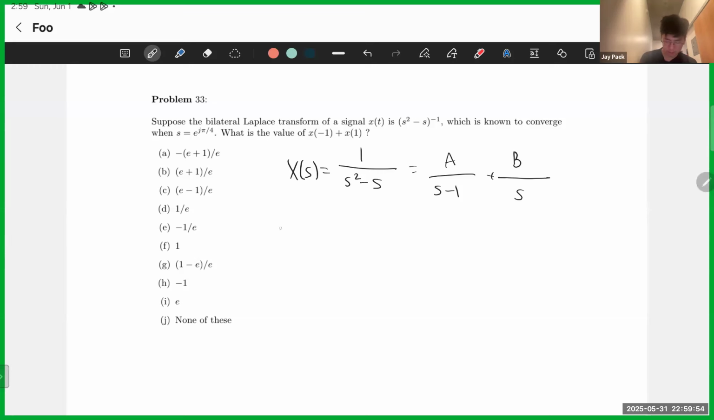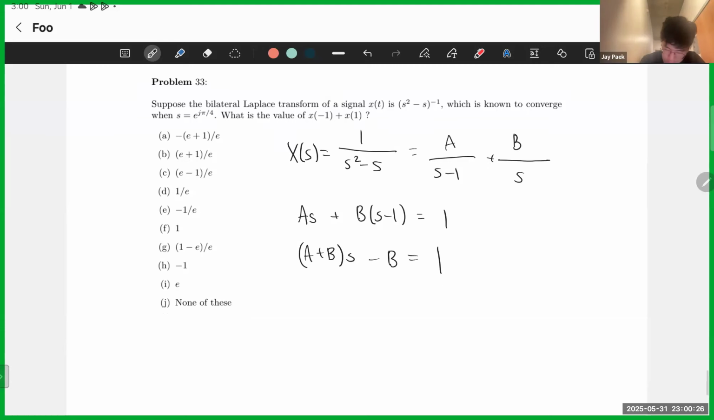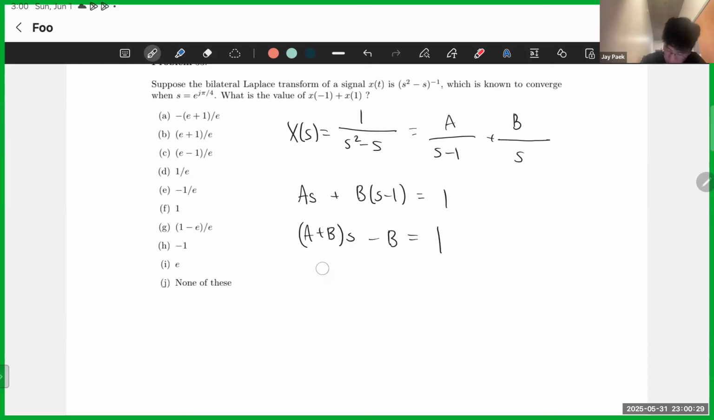So we know that a times s plus b times s minus 1 is equal to 1. A plus b s, plus, or something like that. Hold on. Sorry. To fix my eyes, minus b is equal to 1. And so what this means is that a plus b must be equal to 0, and negative b must be equal to 1.